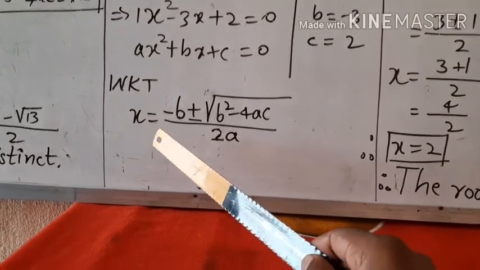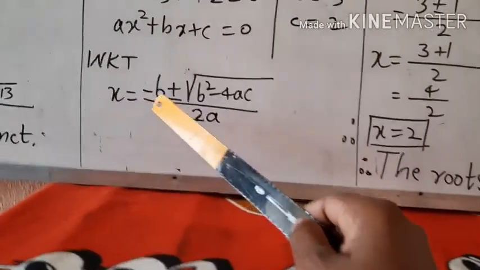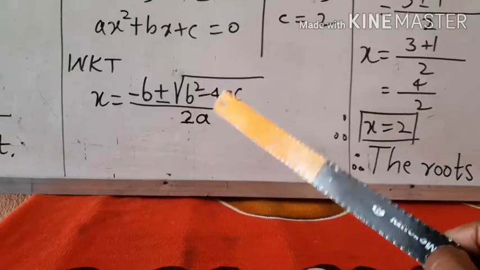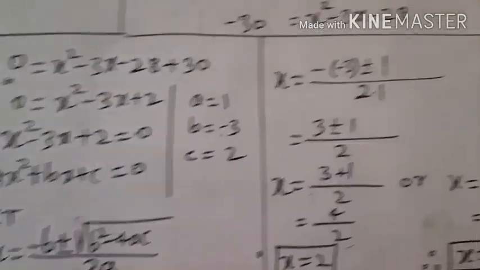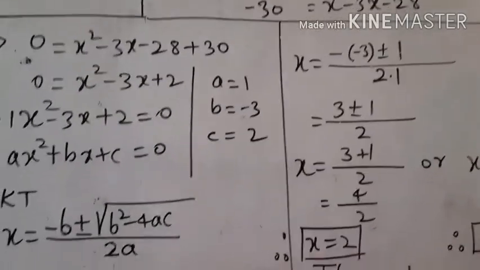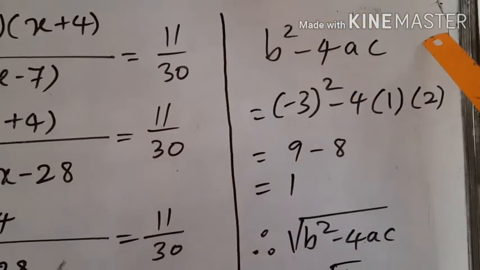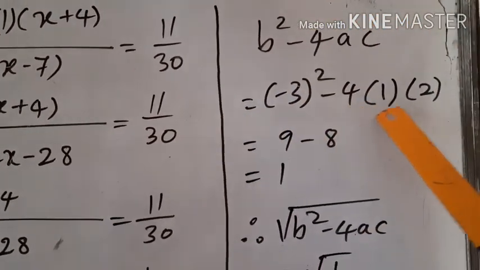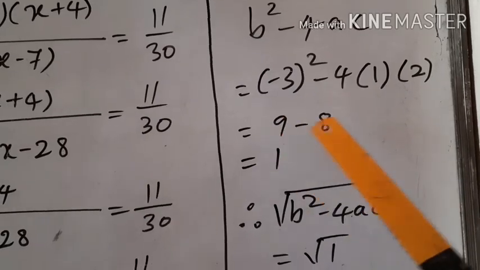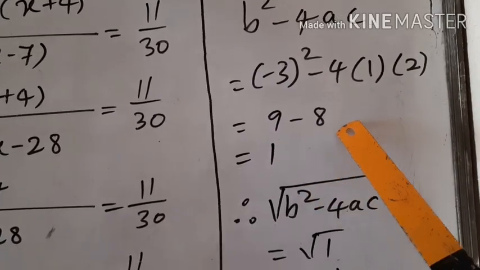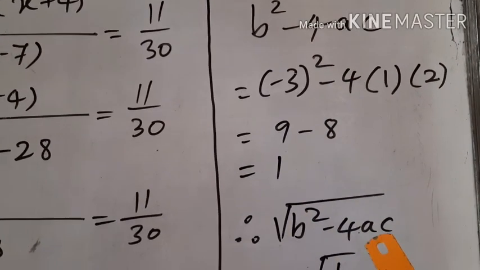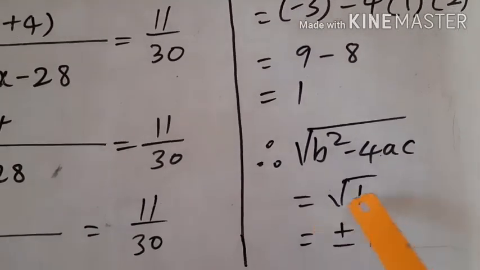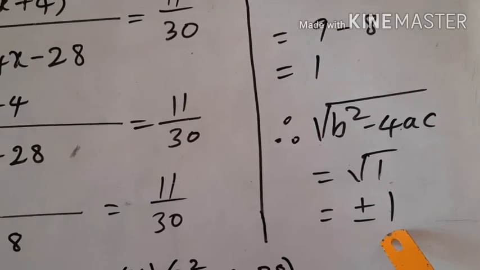X is equal to the quadratic formula: minus b plus or minus root of b square minus 4ac upon 2a. Is it clear? So first I calculate the value of b square minus 4ac separately. See here, b square minus 4ac is minus 3 square minus 4 into 1 into 2. Therefore it is 9 minus 8, which is equal to 1. So b square minus 4ac is 1, and root of 1 is equal to plus or minus 1.